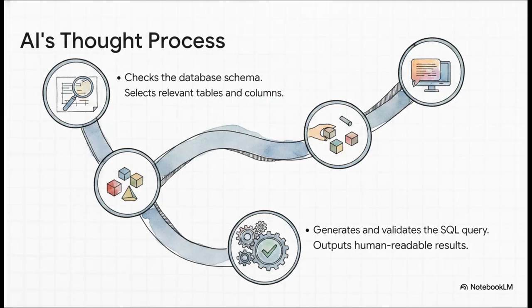It's wild. To break that down really clearly, the AI isn't just guessing here. It follows a rigorous, logical flow. First, it checks the database schema to understand what data even exists. Then, it selects the relevant tables and columns based on the context of your English question. It generates the SQL query, and crucially, this is important, it uses a query checker to validate that the SQL is correct before it even tries running it. Finally, it executes the query and formats the raw data back into a polite, human-readable sentence.